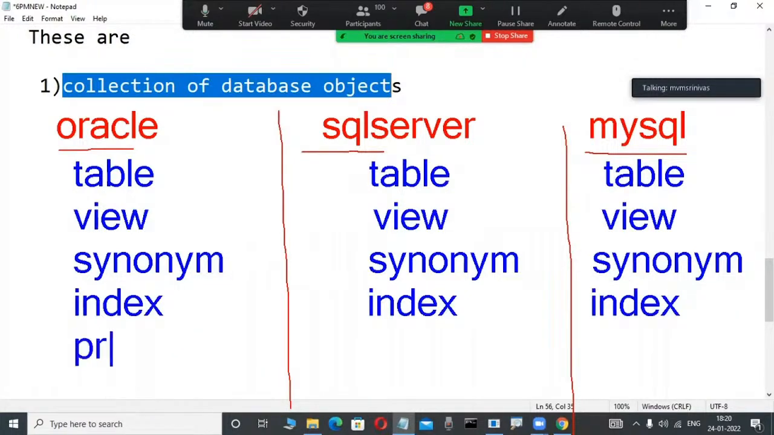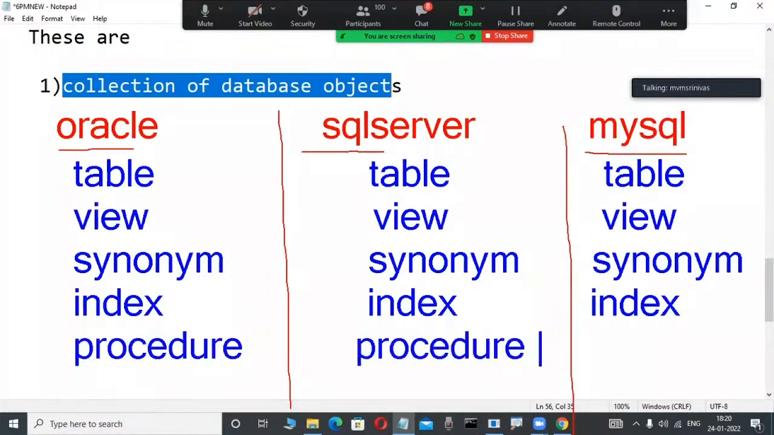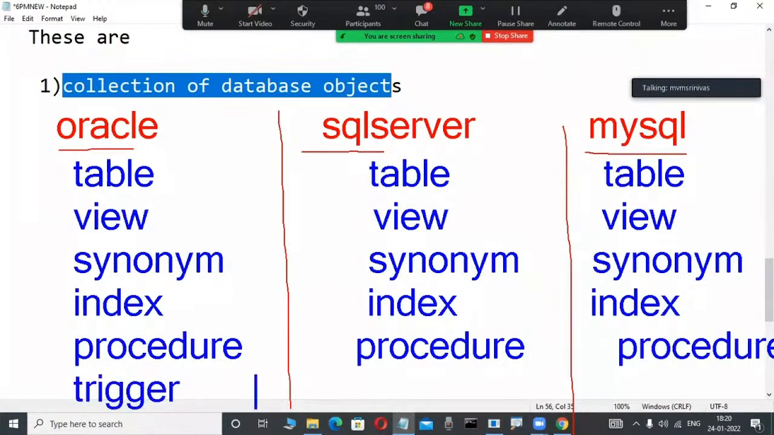Now here a procedure is there. Here also procedure is available, and here also. Here trigger is there. A trigger is a database object. Here also trigger is there. That's why relational data model products contain three components. The first component is the collection of objects. Objects means your table, views, procedures, functions, triggers, packages, so many things are there.